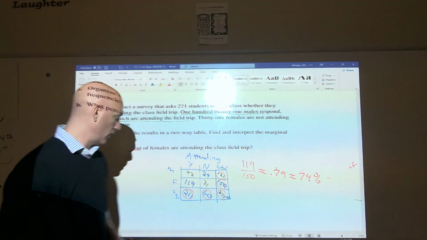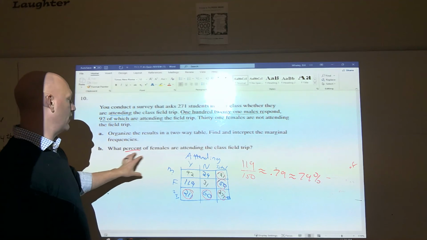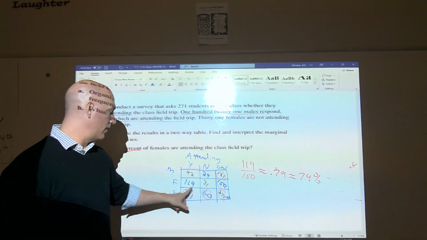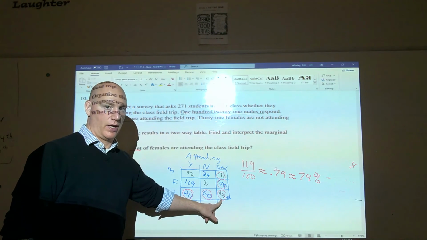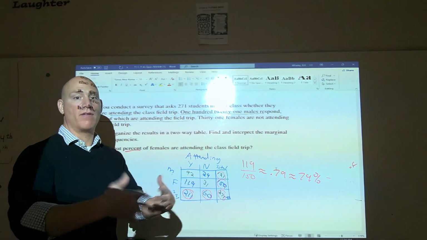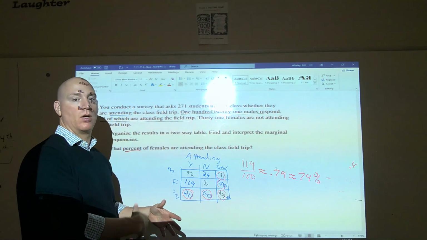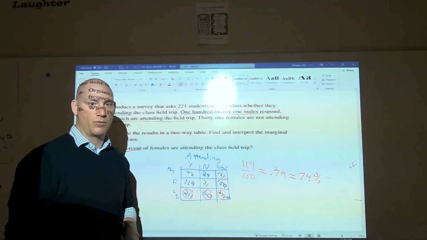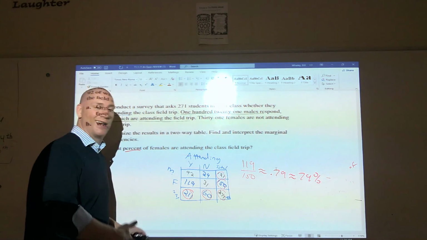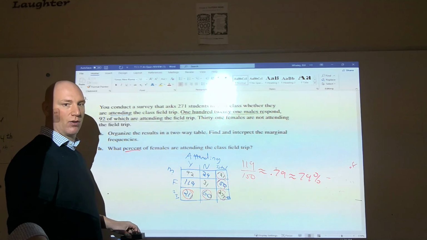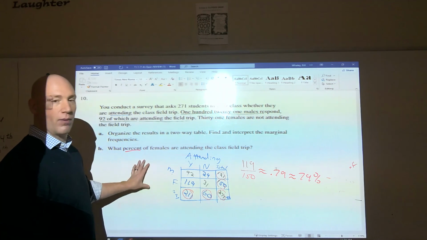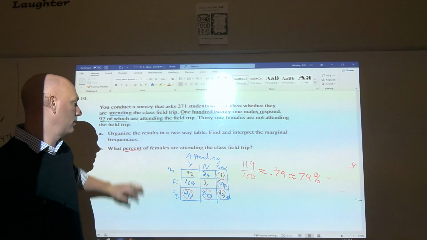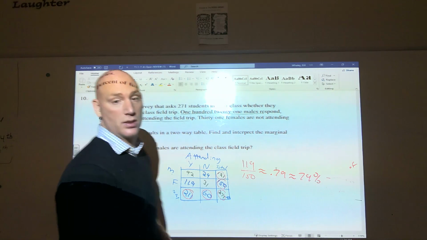It asks for a percentage, so if you give me a decimal or a fraction, you will lose a point. So the key is if it says what percent of females, this out of all of the females, not this out of everybody. If it said out of everybody, what percent were female and attending, that would be 119 out of 271. So the wording gets a little weird, and to be honest, you would get more specific as you get older and it'll make more sense. But for right now, just make sure we understand whether it is a conditional statement or not. That concludes question 10.